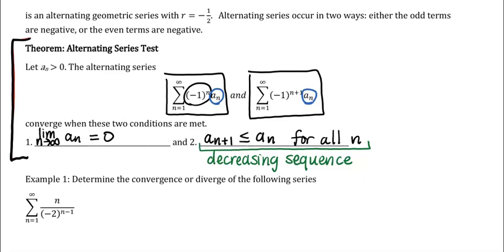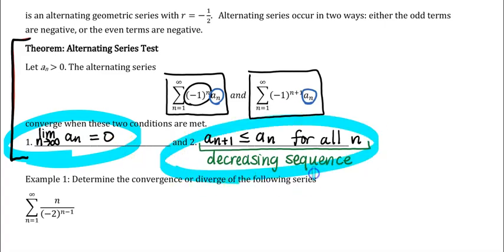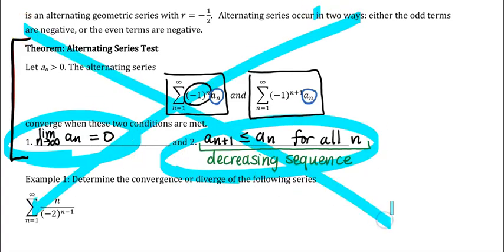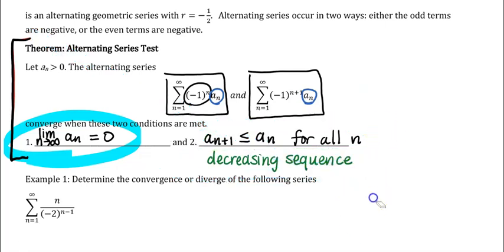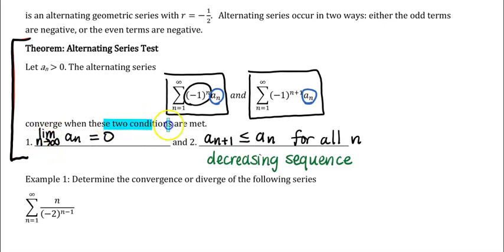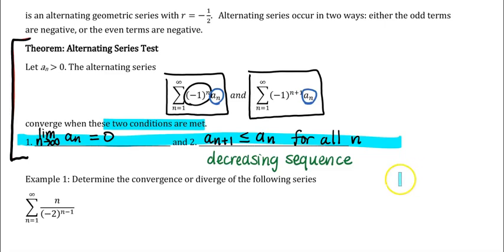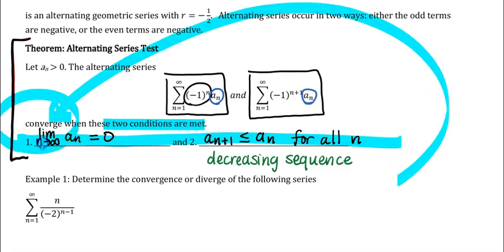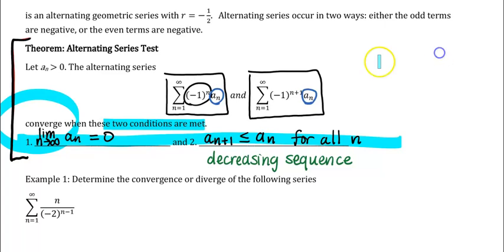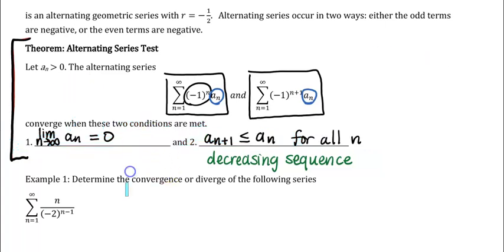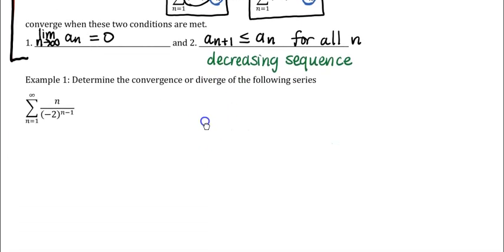To be clear, if we cannot show this and this, then we cannot apply this test. It's very important to keep in mind when we're using these series tests, they always have conditions that need to be satisfied. If the conditions are satisfied, then you can reach the conclusion. If the conditions are not satisfied, you cannot use the test at all. It does not mean that you reach the opposite conclusion. It means you need to go use another test. And we will see an example where that happens throughout this lecture.